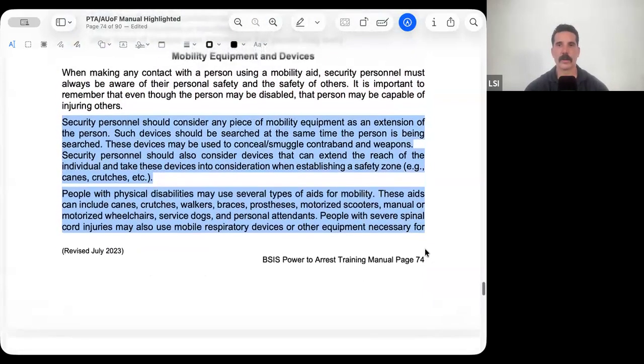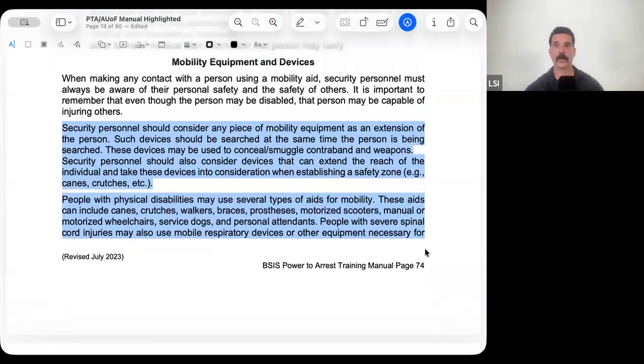Security personnel should consider any piece of mobility equipment as an extension of the person. Such devices should be searched at the same time the person is being searched. These devices may be used to conceal smuggled contraband and weapons. Security personnel should also consider devices that can extend the reach of the individual and take these devices into consideration when establishing a safety zone, canes, crutches, etc.